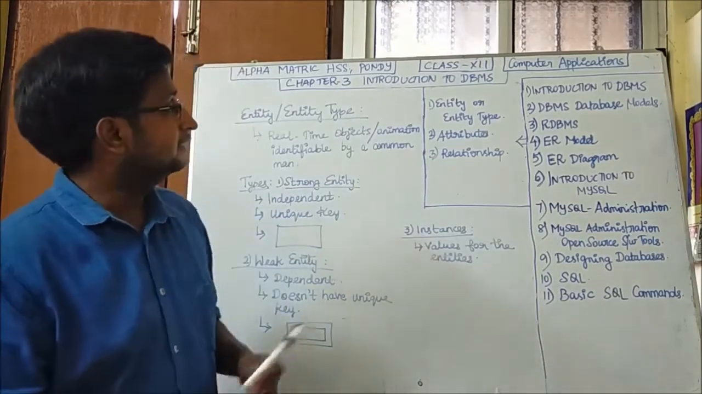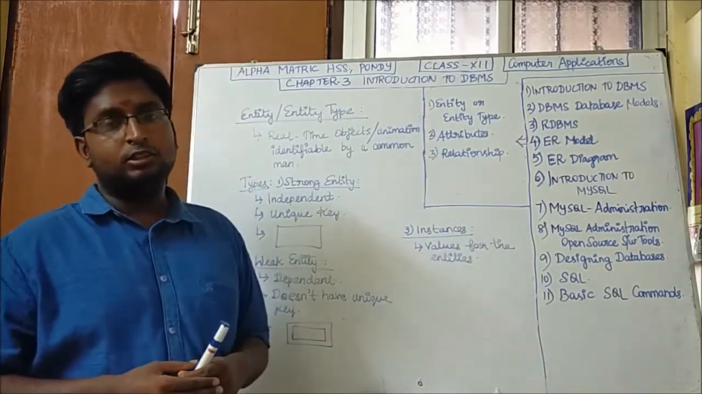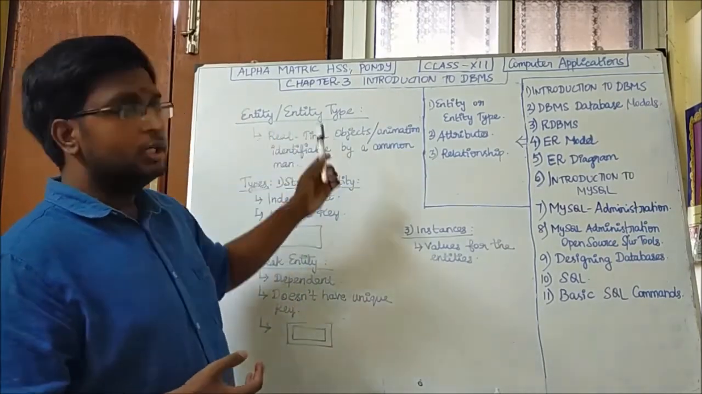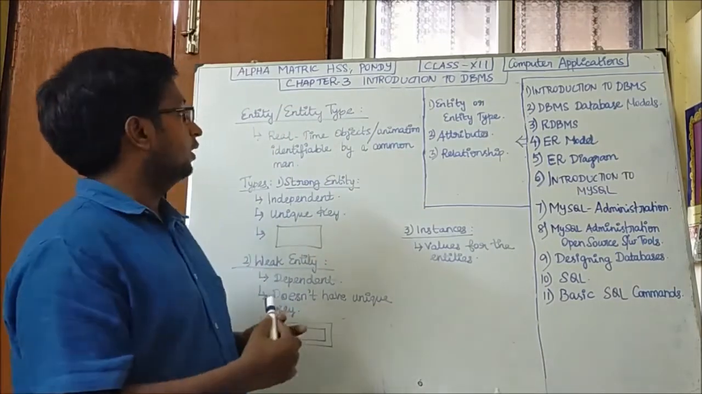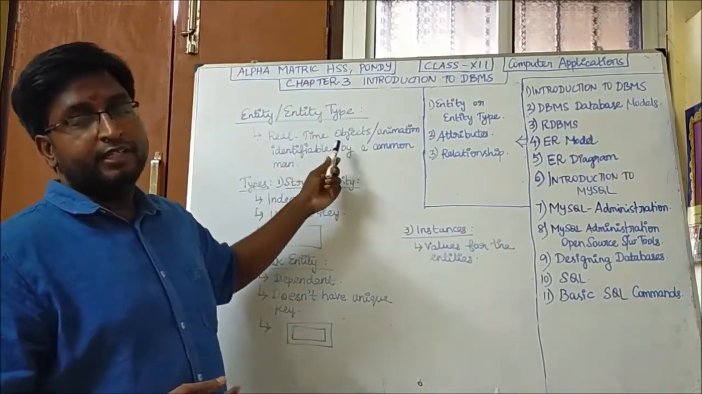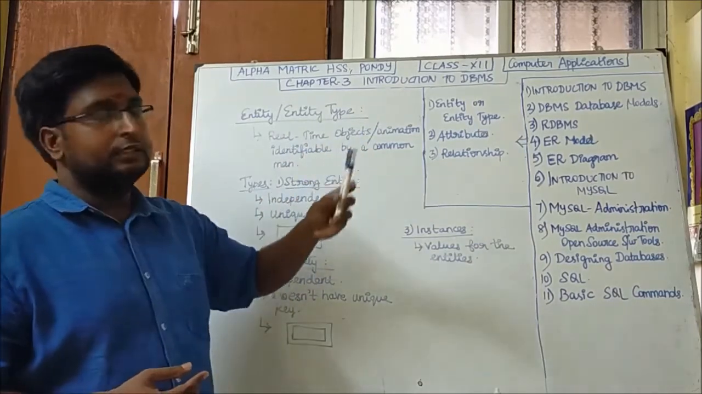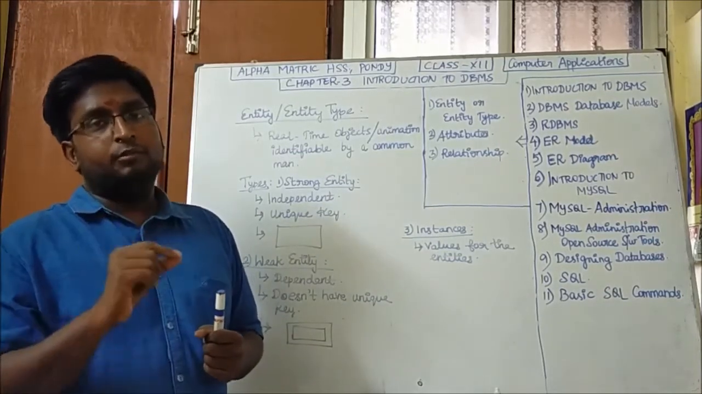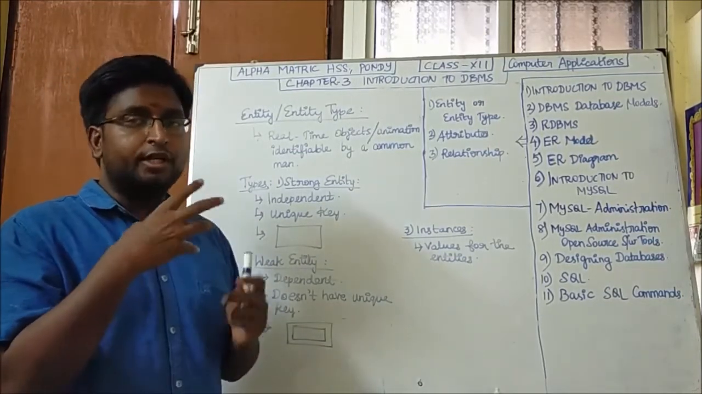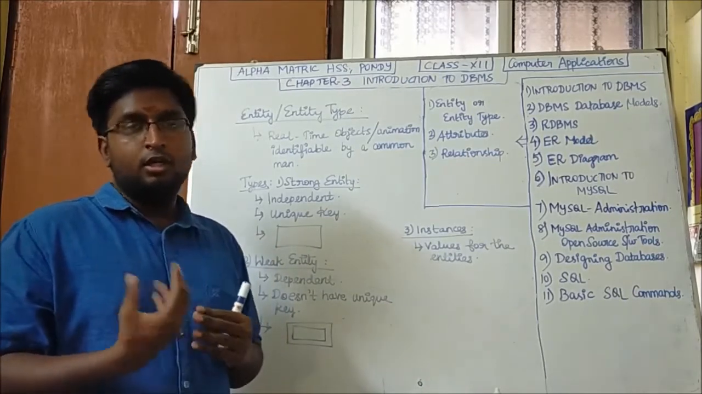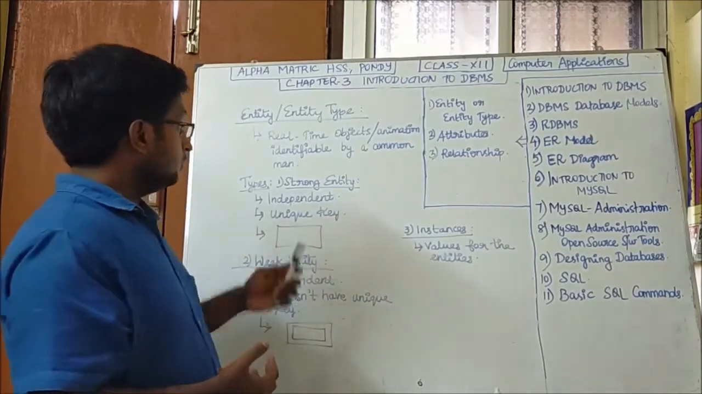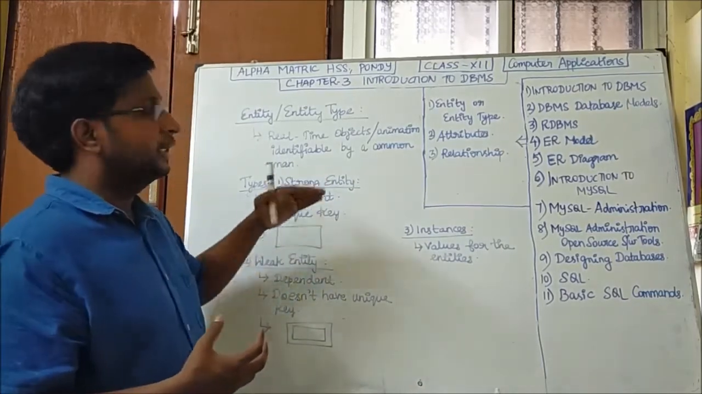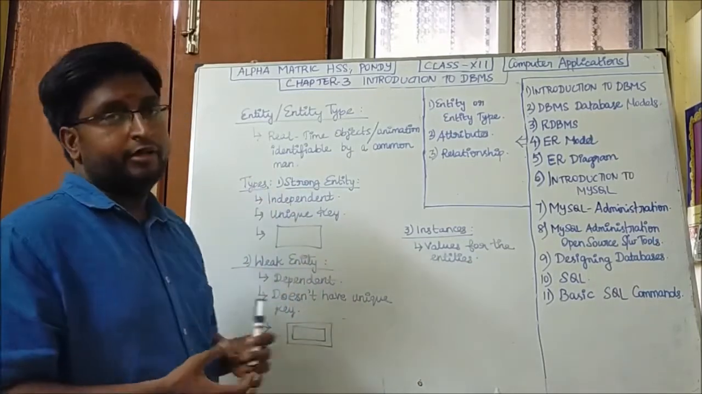The next one is the ER modeling concepts. We are going to discuss them. The first one is the entity or entity type. An entity is a real-time object or anything which is identifiable by a common man, by anyone. I gave examples like employee and HR in the previous introduction. These are the types of entity.